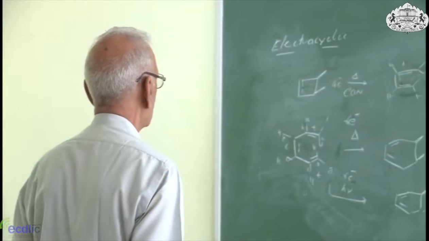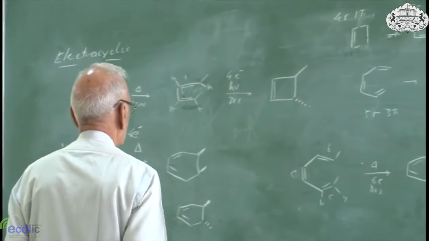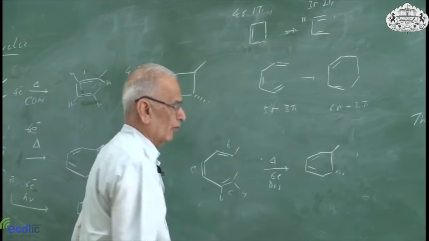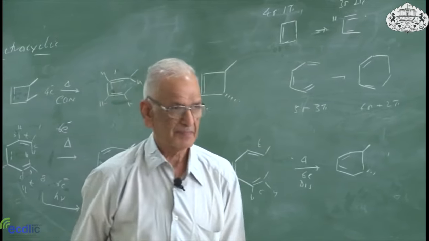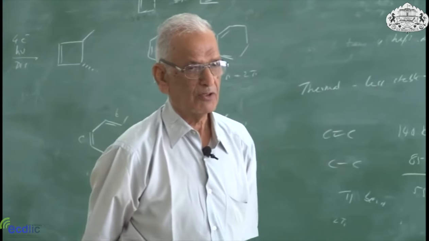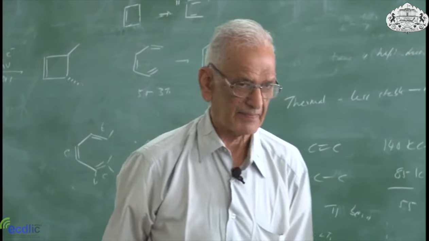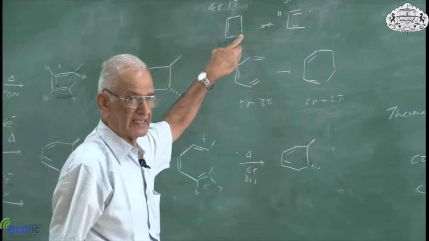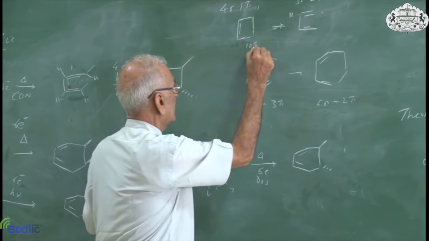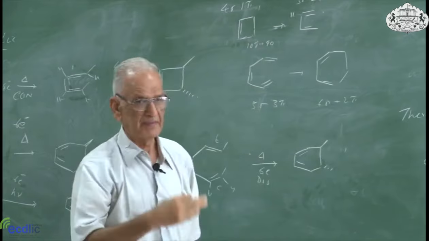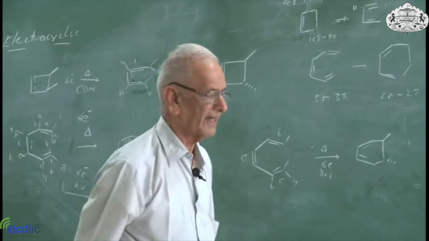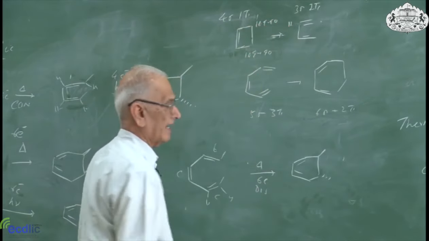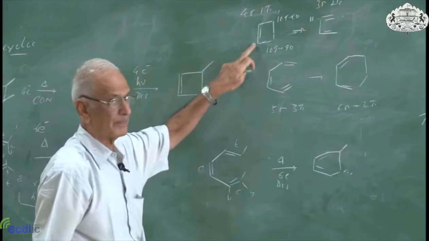Angle strain is present in the 4 member ring. Okay, very good. What is that angle strain? If this 4 member ring had to be planar, according to our geometry, all angles should be 90 degrees. What type of carbon is this? SP3. So, 109 going to 90, I am forgetting the 28, okay? 109 going to 90.